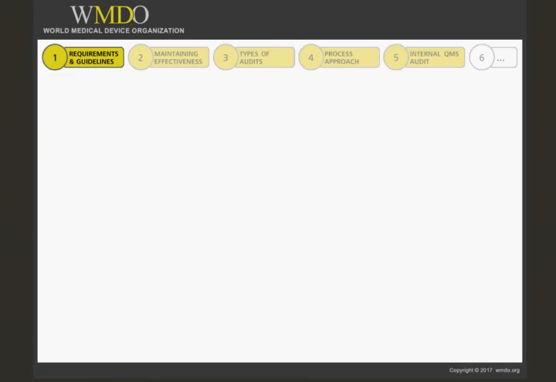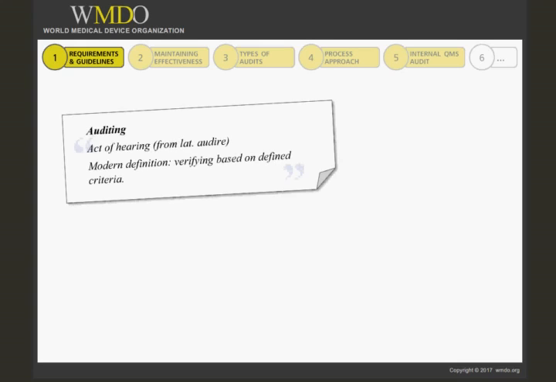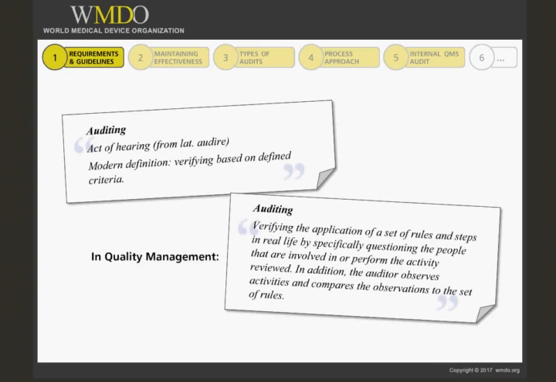What does audit mean? Besides the definition based on the Latin origin of the word, auditing means to verify based on defined criteria. In quality management, the term audit defines the activity of verifying the application of a set of rules or a defined sequence of steps by specifically questioning persons that are involved in or that perform the activity being reviewed. In addition to questioning, the auditor also observes the activities and compares his observation with the set of rules that serve as a basis for the audit.